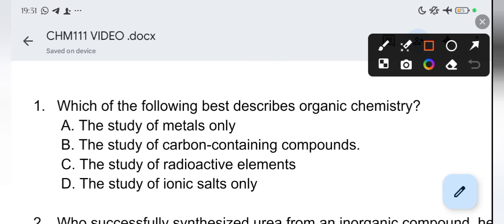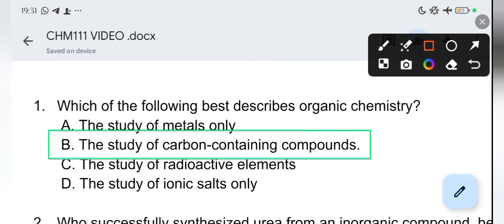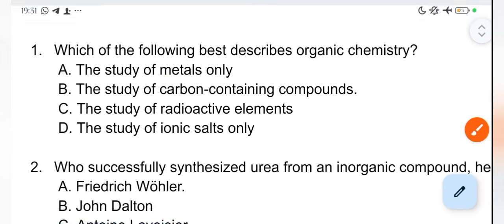All right, so for the first question, we have: which of the following best describes organic chemistry? This is a very simple question. You know that CHM111 has to do with organic chemistry and inorganic chemistry, right? So the correct answer to this question is B. The study of carbon containing compounds is organic chemistry.